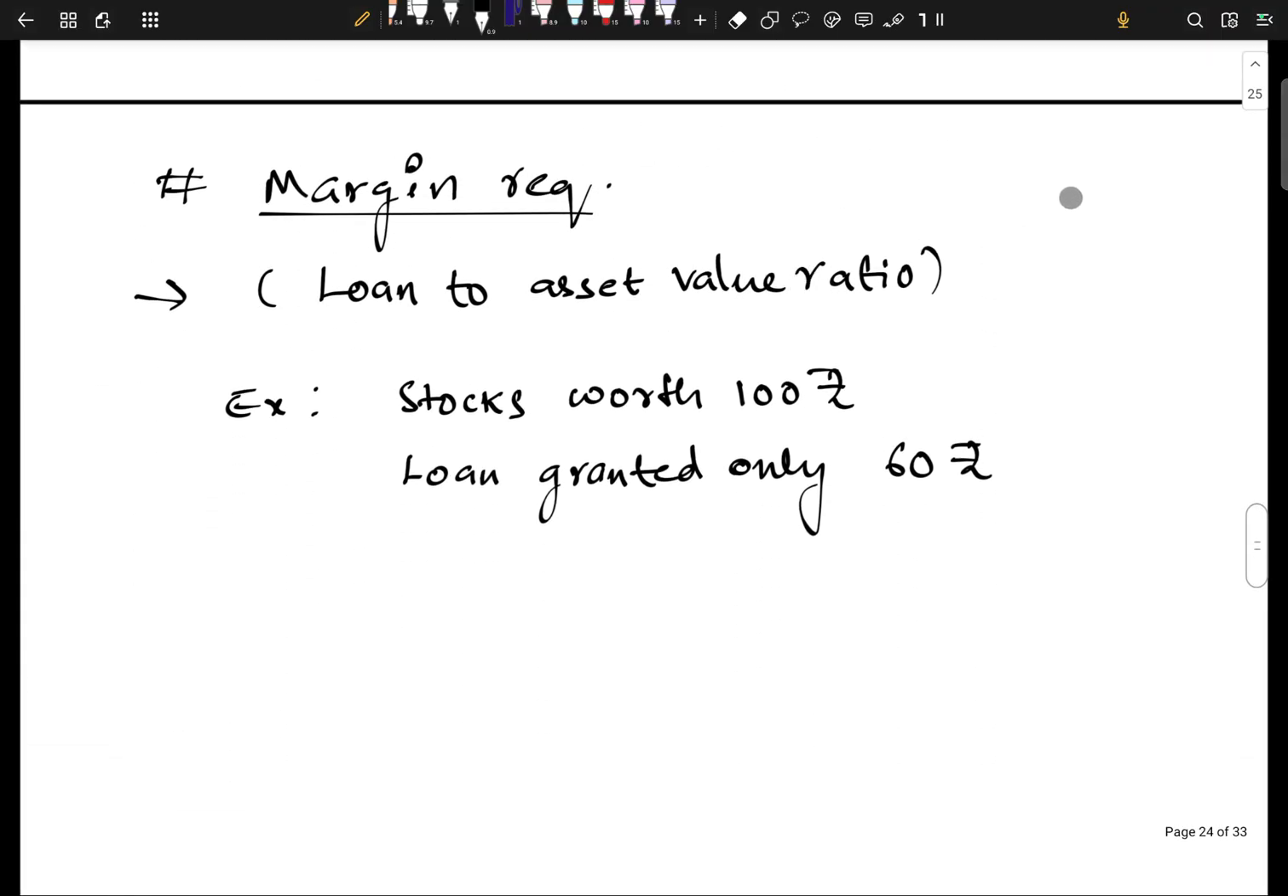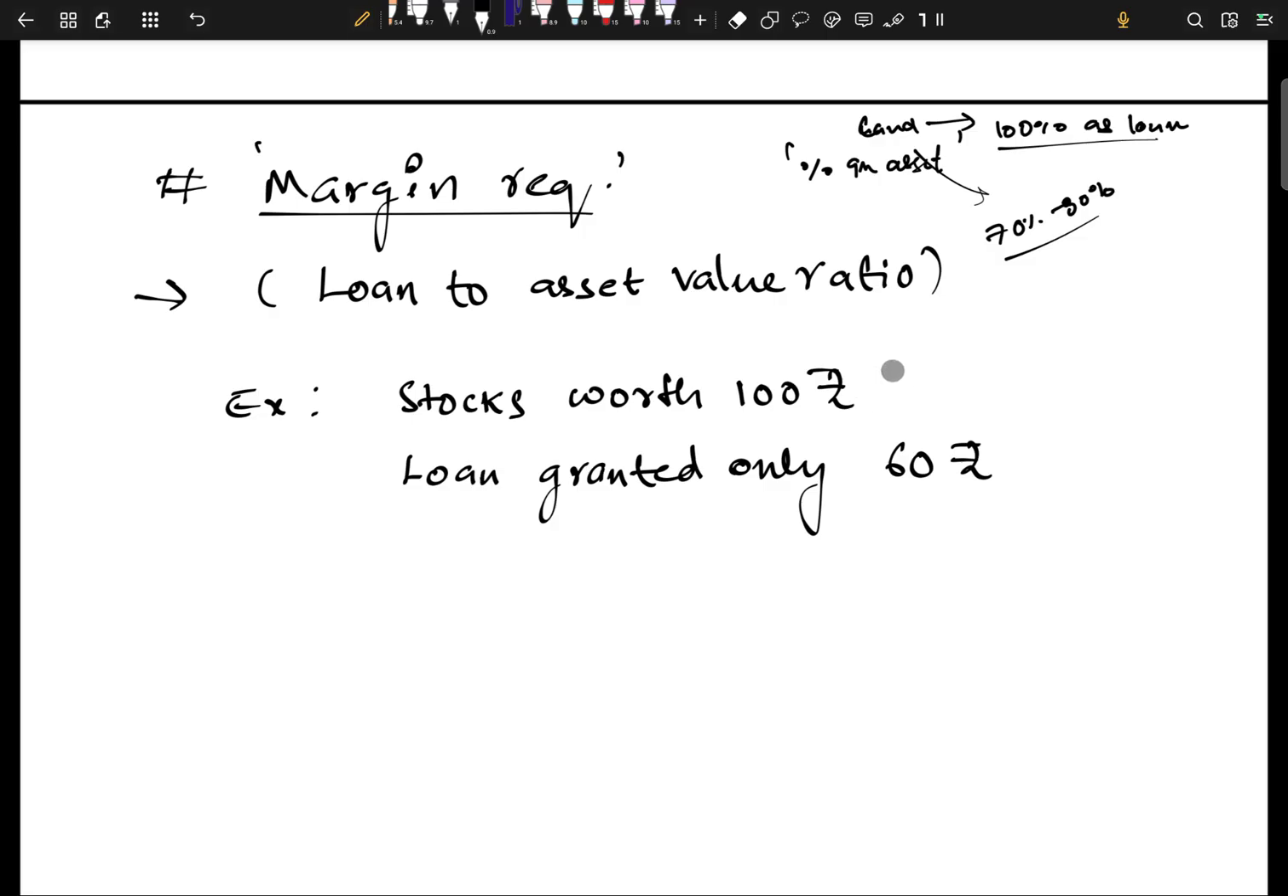Then another qualitative tool is margin requirements. So RBI mandates banks to lend only a certain percentage of an asset's value. Banks take collateral as an asset, for example, land or a house, and the banks won't give 100% of the value of the land as a loan to you. Why? Because RBI mandated it so, right? So maybe the bank will give, say, 70% or 80% of the land value as a loan to you, right? Another example is stocks.